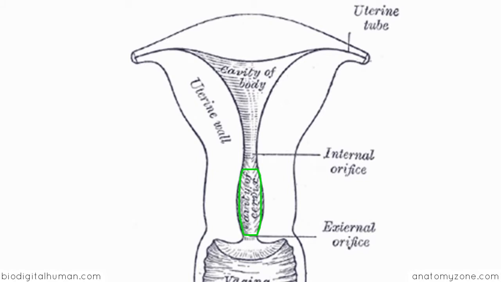So I've just switched over to a simple cross-section of the uterus, and I just wanted to show you the cervical portion, the cervix of the uterus. So I've outlined it in green, and it's this narrow inferior portion. And where it opens up into the vagina, it's called the external os. So you've got this external opening into the vagina. And where it opens up into the uterine cavity above, it's called the internal os.